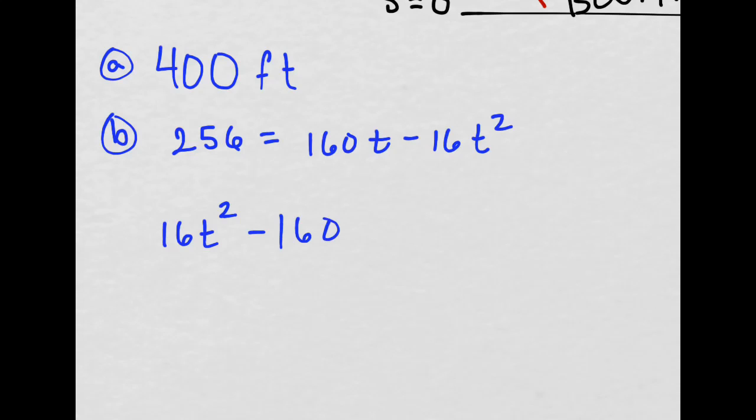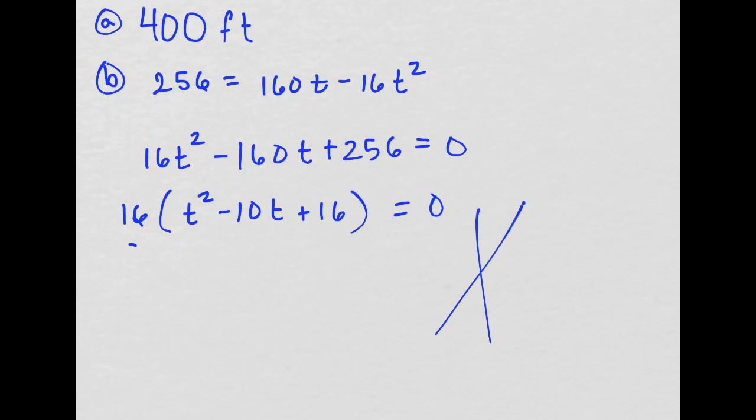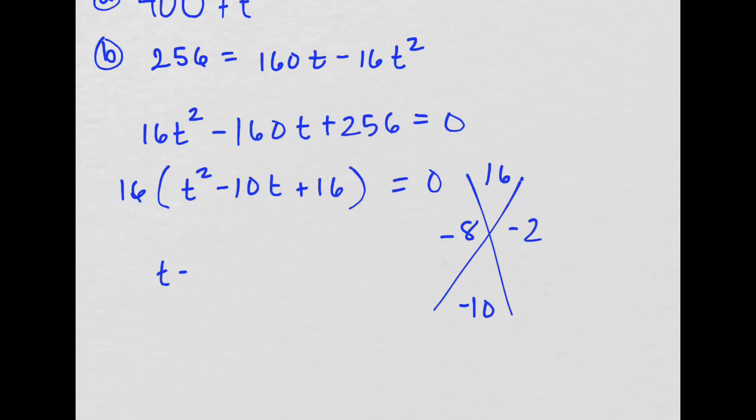Minus 16t squared, I'm getting everything to one side, plus 256 equals 0. I can factor out a 16 first. So I get t squared minus 10t plus 16 equals 0. In a factor, I could divide by 16 and it goes away, right? So I'll just ignore it. Hopefully you understand that. And then we have 16 on the top, negative 10 on the bottom: 8 times 2, negative 8 and negative 2. So we have t minus 8 and t minus 2 equals 0.